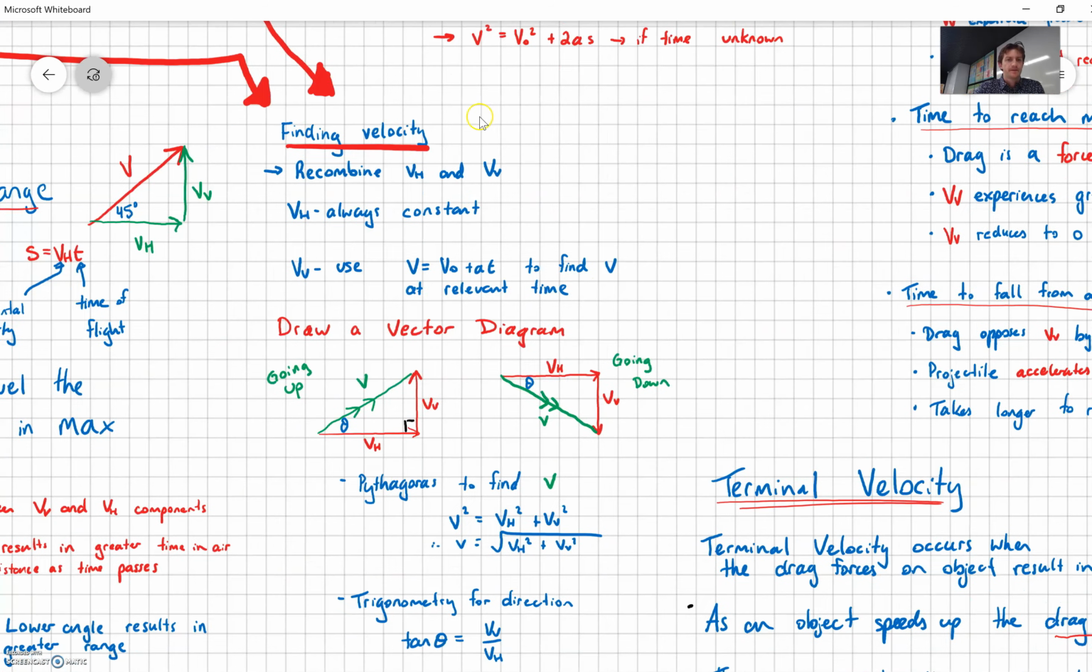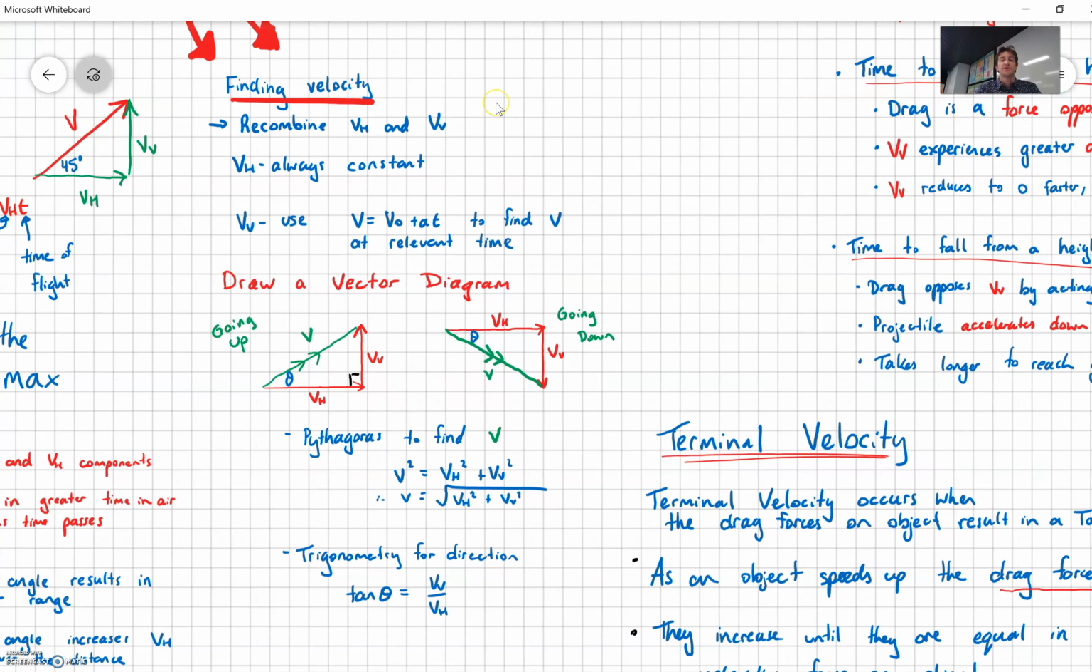Finally, we could get problems where we're asked to find a velocity at a particular point in time. So not just a component of the velocity, a total velocity. So to do that, we need to recombine the two components. To do that, we need to know what they are. VH is usually known because it's always constant, whereas the vertical component, we need to find what that is, and we can usually just use v equals v0 plus at to find the velocity vertically at that particular time.